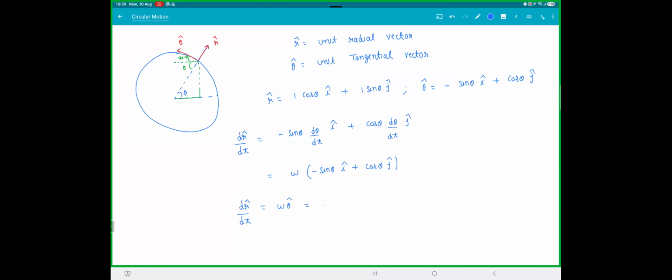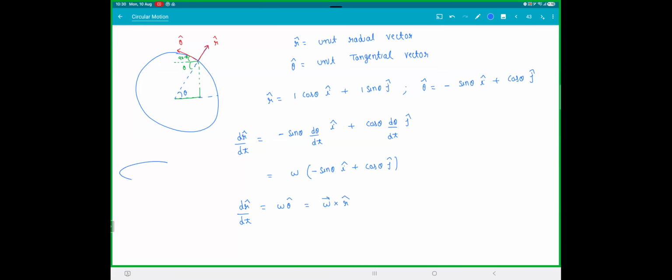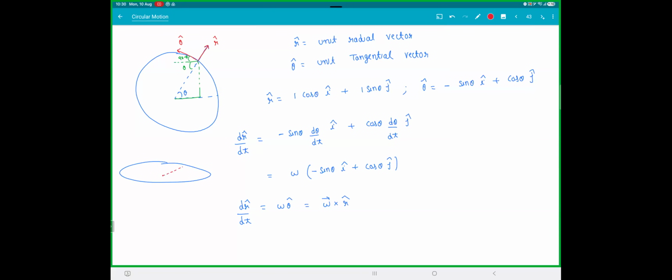A better way of writing is omega cross r cap. Because see, omega is upward, it's a pseudo vector. This is r cap. This is omega cap. So omega cross r cap will give you a vector this way, theta cap. Cross product, everyone.